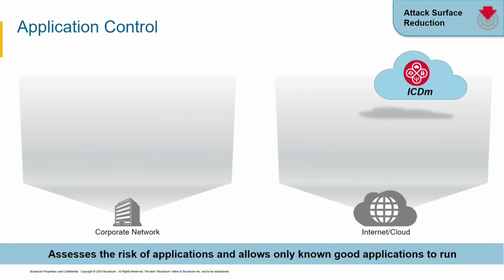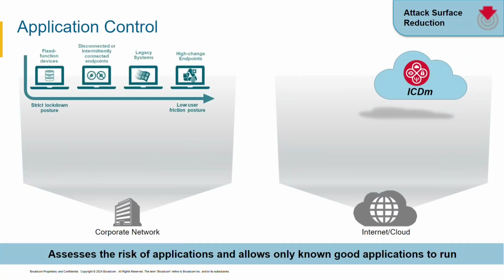A typical organization runs a wide range of devices, from fixed function devices to high change endpoints. Each endpoint needs to be appropriately protected. Symantec Application Control can protect them all. Depending on the device type, data sensitivity, and desired security profile, application control can be configured to achieve different postures within the same environment.